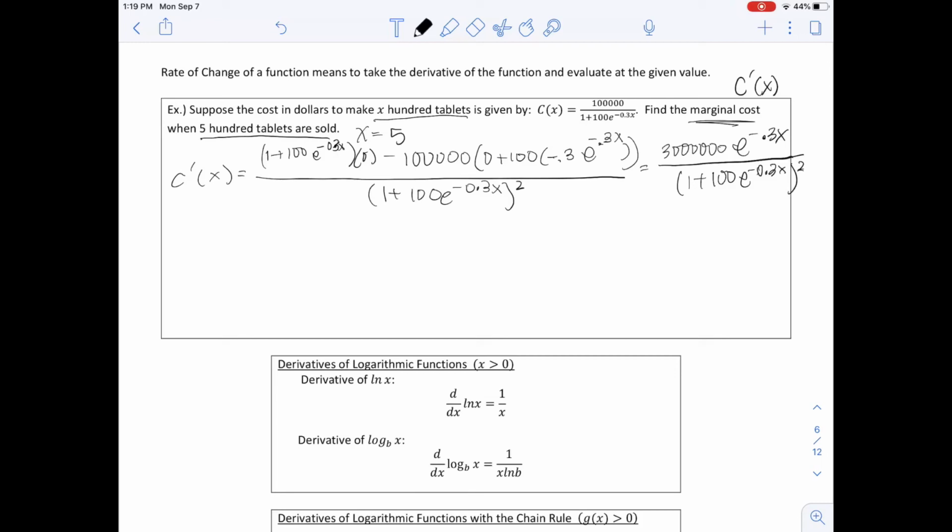However, we're asked to find the marginal cost when 500 tables are sold, so when x is equal to 5. So going ahead and substituting in 5 into our function.